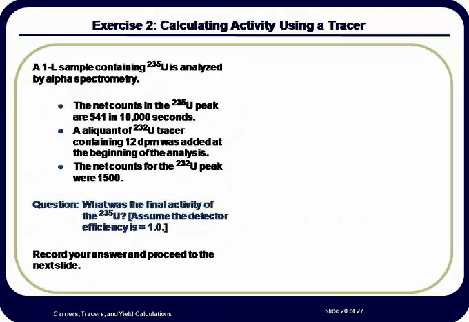The data provided on this slide is sufficient for calculating the activity of uranium-235 in a sample. Because the half-lives of uranium-235 and uranium-232 are so long, it can be assumed that no correction for decay is needed. Calculate the activity of the uranium-235, then check your answer on the next slide.